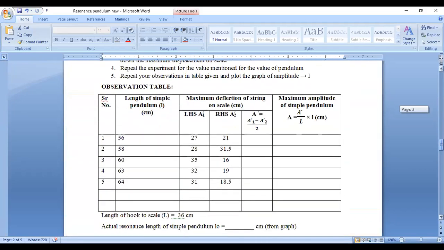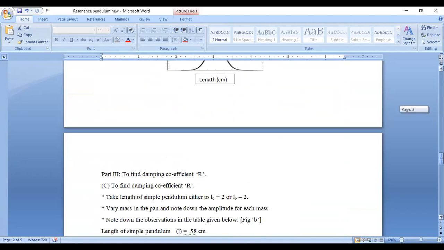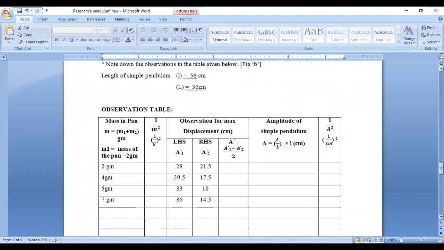You see these are the observations which I have taken. Look at the third part. You see the mass in the pan. M1 is the mass of the pan, which is 2 gram and already constant, and now I am again adding 2 grams. So the total mass will be 4 grams, 2 plus 2 is 4 grams. Please note down here. Then I keep 4 grams, so 4 plus 2 will be 6 grams. Then I keep 5 grams, so 5 plus 2 is 7 grams. Then I keep 7 grams, so the total mass will be 9 grams.